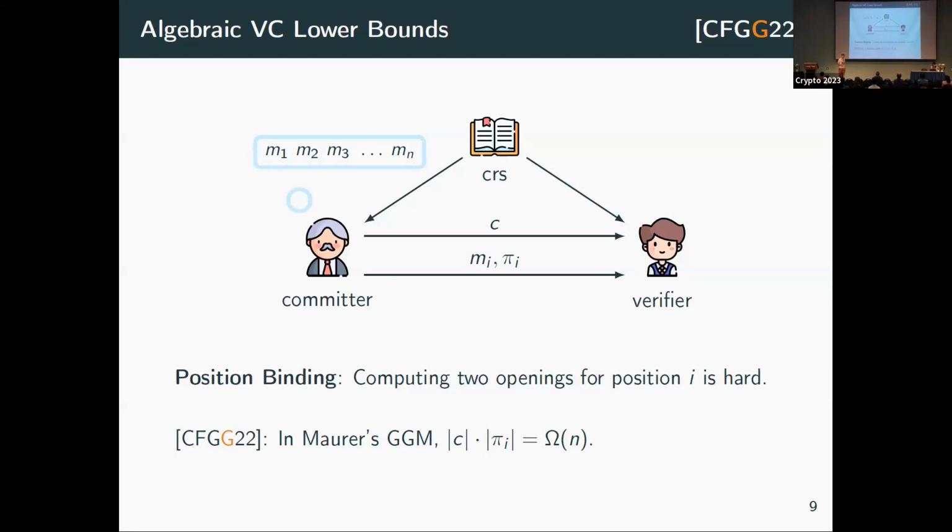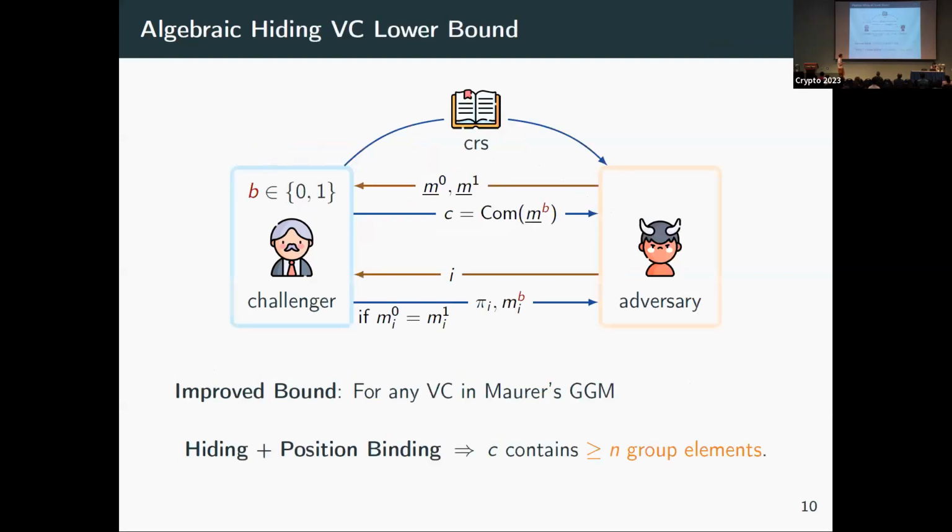So in this setting, we introduce a new notion of security that is not only position binding, but also hiding. Hiding is essentially defined as a standard indistinguishability game, where the adversary chooses two different vectors. The challenger gives a commitment to one of those. The adversary can ask for openings of those positions that are equal in both vectors. This is essential to avoid trivial attacks, of course. And any vector commitment in which the adversary has negligible advantage is called hiding. So this is just the basic definition.